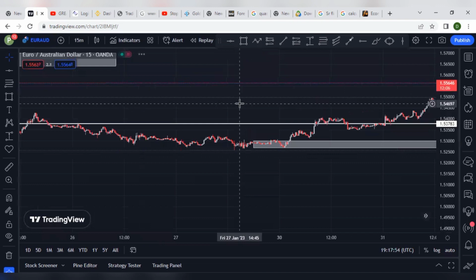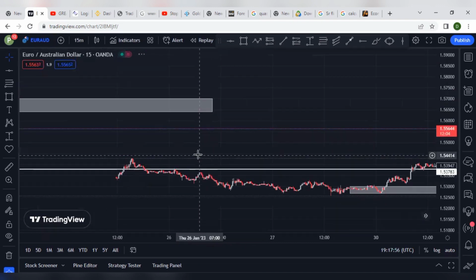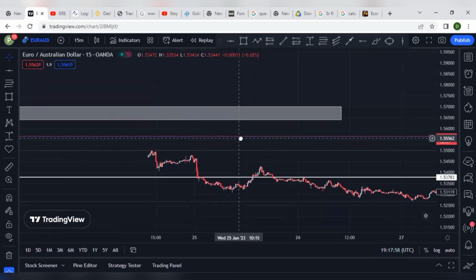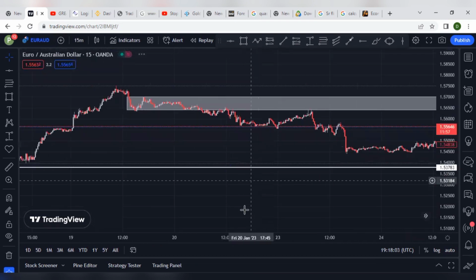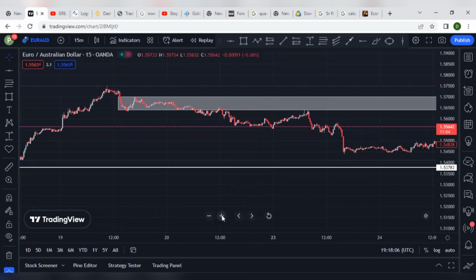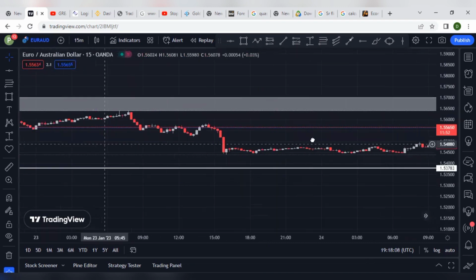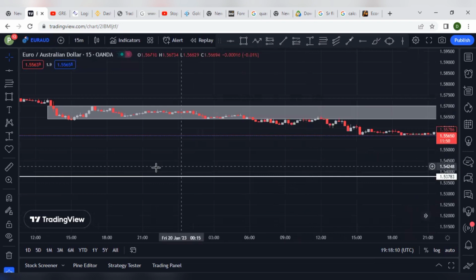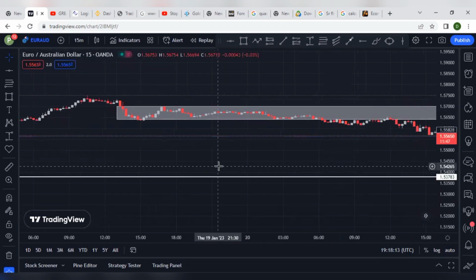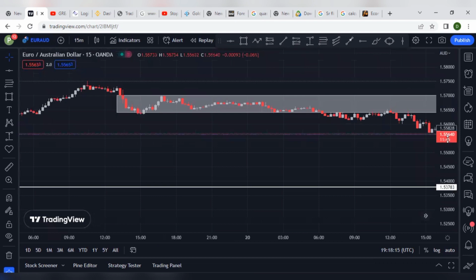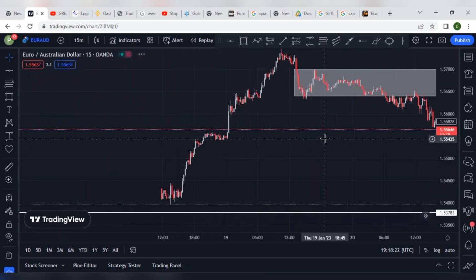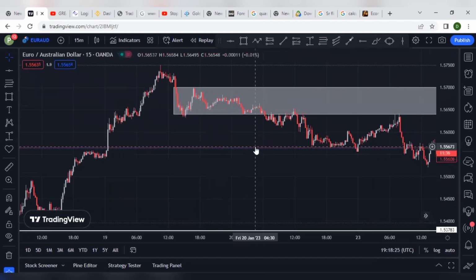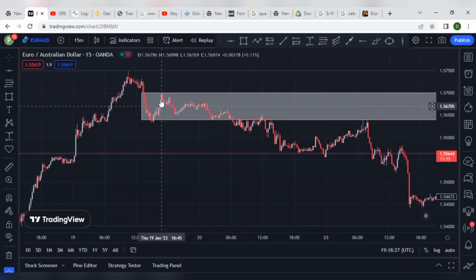So going to the 15-minute time frame. Okay, so we are now on the M15. Now on the M15. Okay. So on the M15, right, this one.